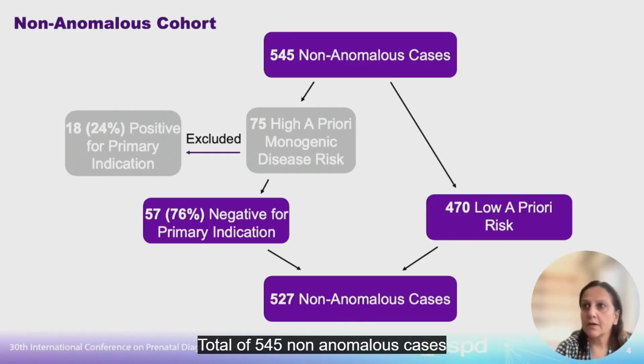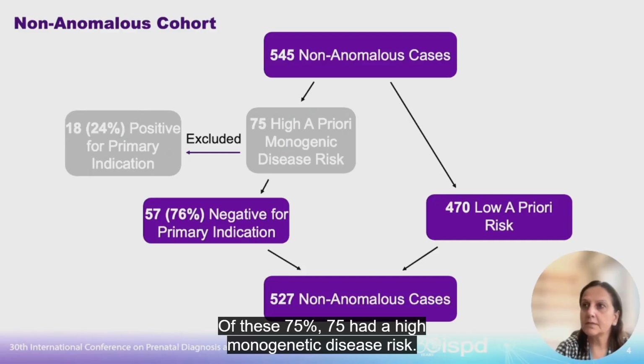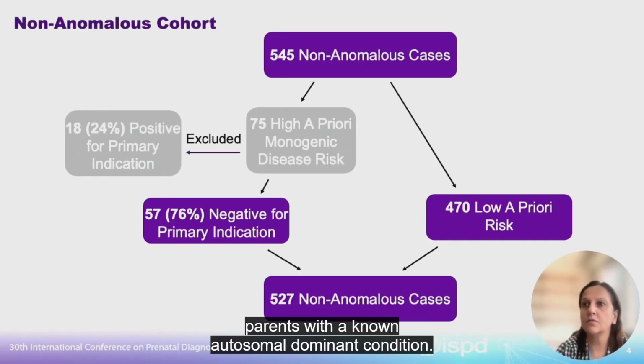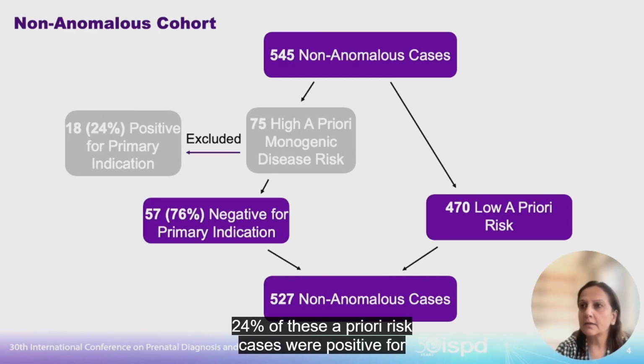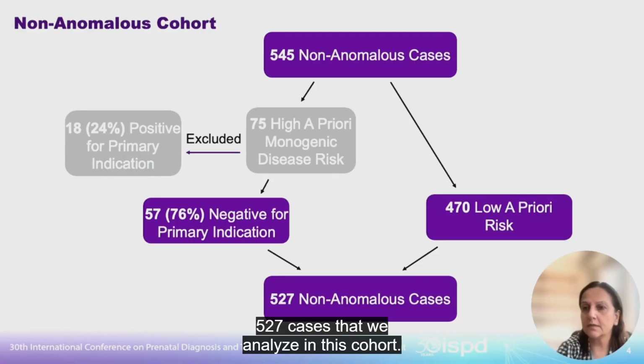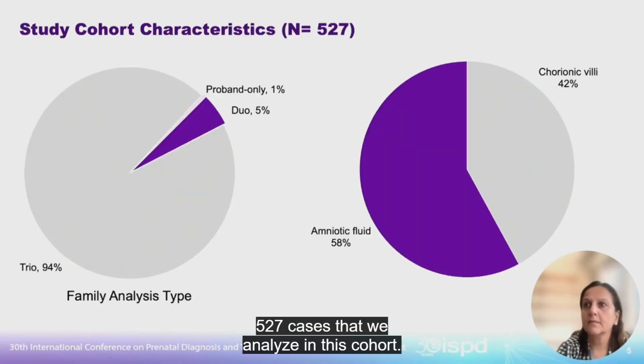A total of 545 non-anomalous cases were consented to the study. Of these, 75 had a high a priori genetic disease risk. This includes carrier couples, carriers of X-linked conditions, and parents with a known autosomal dominant condition. 24% of these high a priori risk cases were positive for the known genetic condition in the family, and therefore they were excluded from the overall analysis. So this leaves a total of 527 cases that we analyzed in this cohort.